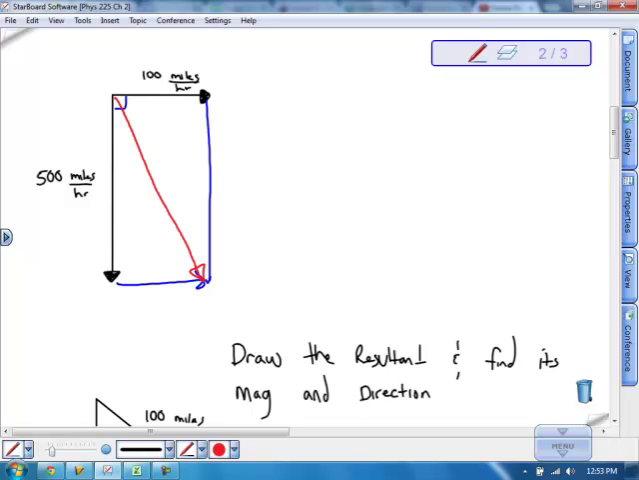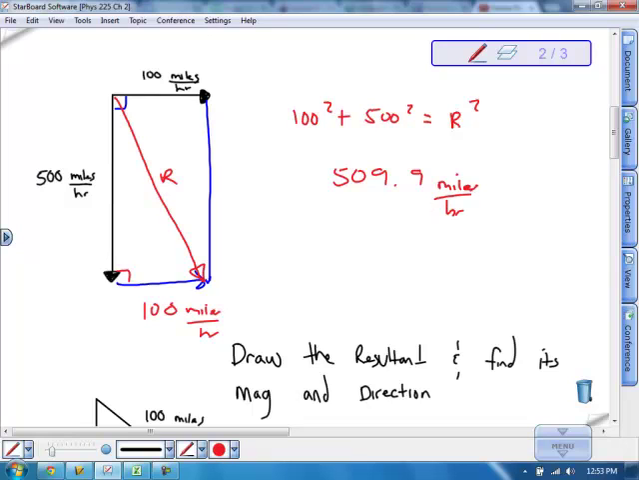So the resultant is this diagonal, and to find it, we're going to use the Pythagorean theorem since this is a right triangle. Okay? It's 100 miles per hour here. Same as the opposite. So we're going to do a squared plus b squared equals c squared, so that's 100 squared plus 500 squared equals the resultant squared. And that'll give us our overall magnitude. In this case, that gives us 509.9, and that's miles per hour. That's our magnitude. So that's their overall speed.